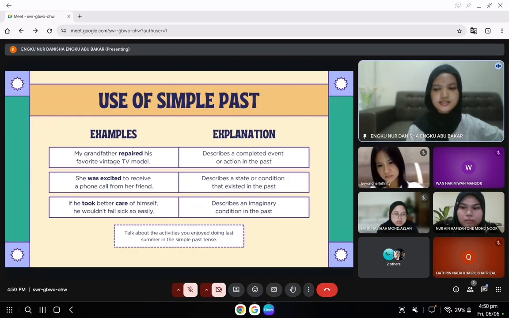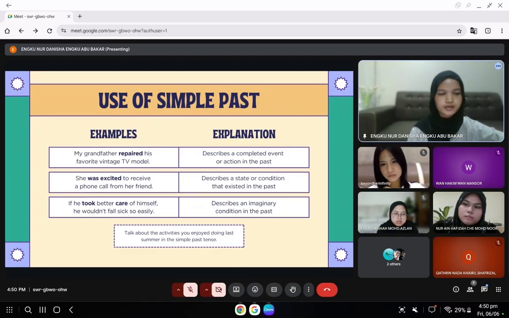Lastly, if he took better care of himself, he wouldn't fall sick so easily. So this sentence describes an imaginary condition in the past. Imaginary meaning something that you can't see and hold. Does anyone have any question? No. Okay.